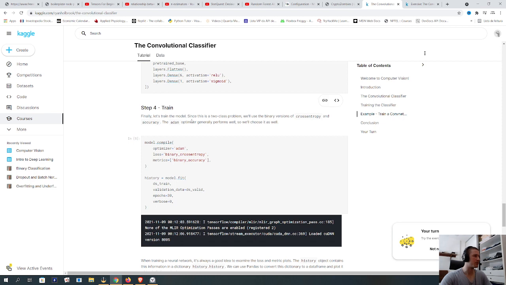Finally, let's train the model. Since this is a two-class problem, we'll use the binary versions of cross-entropy and accuracy. The Adam optimizer generally performs well, so we'll choose it as well.